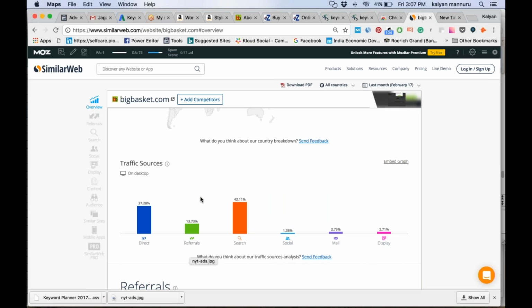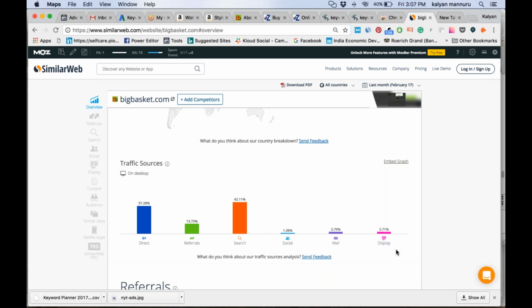So as a Coupon Dunia user, I am opening up Coupon Dunia. I found grosser.com ka coupon, I'm clicking on it. So that percentage is 13.73% for bigbasket.com. Through referral traffic, he is receiving 13% traffic. What is search traffic? Those individuals who are typing a keyword and reaching your business is 42%, which is not bad at all, which is also good. Now social media traffic, this is traffic he is receiving through social media. This is traffic he is receiving through email. Different sources of traffic.